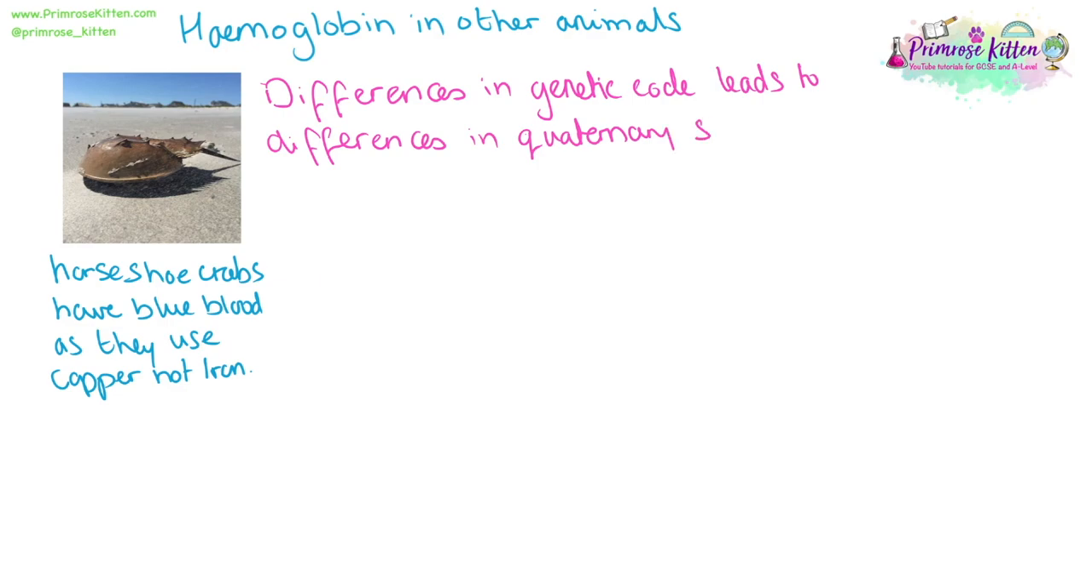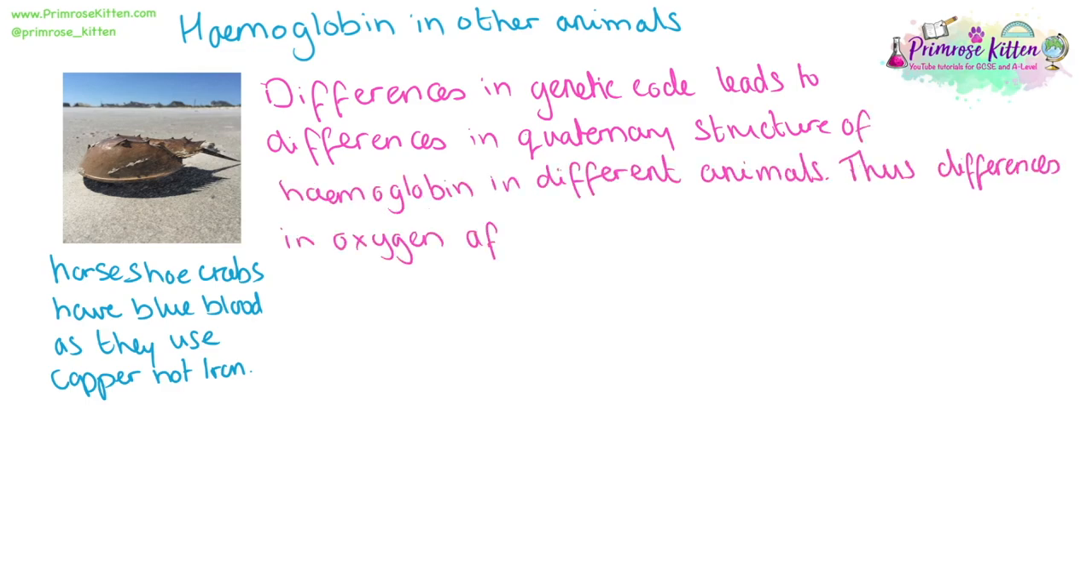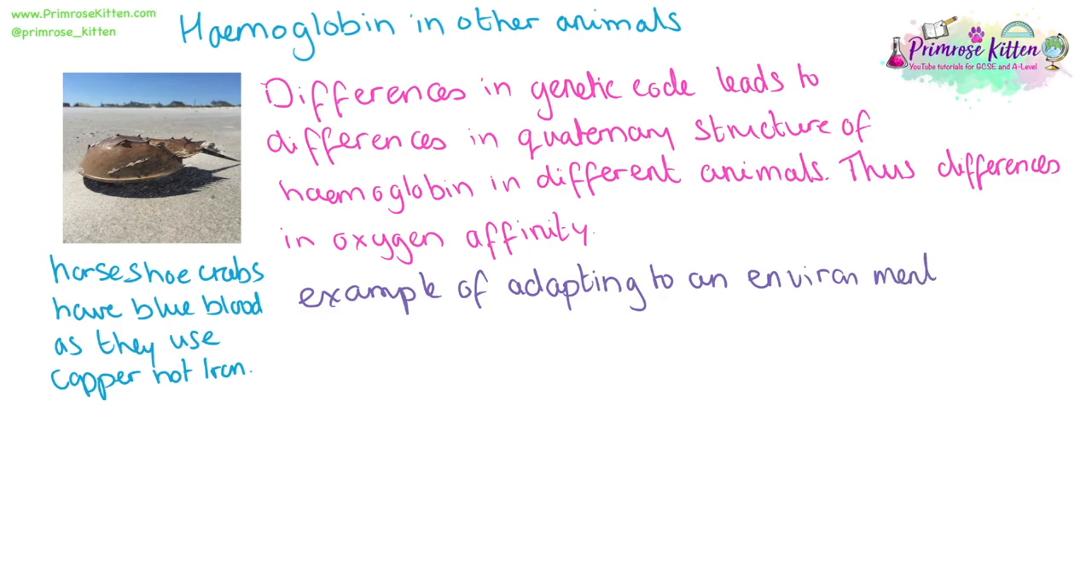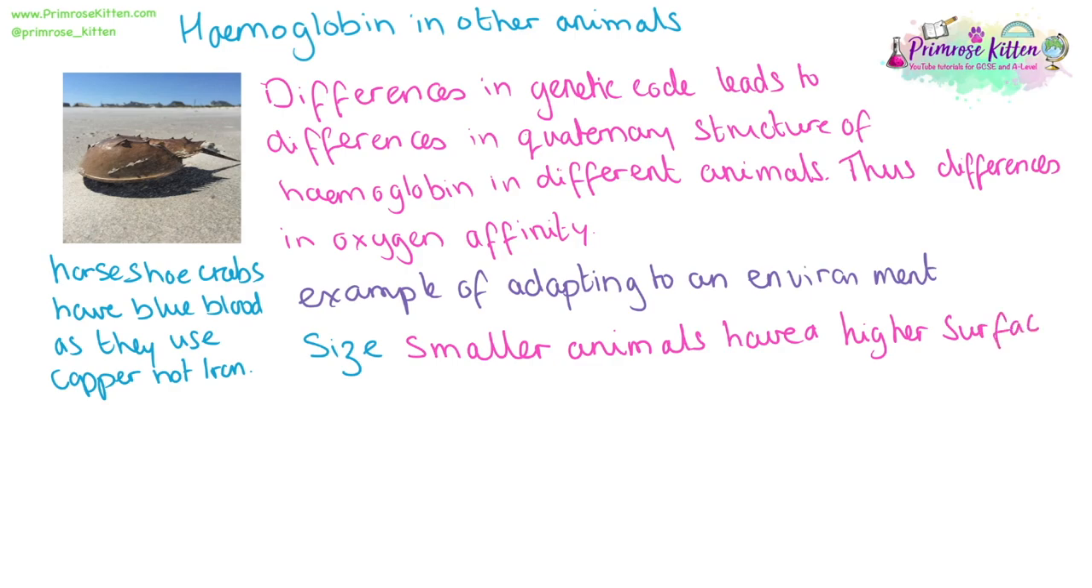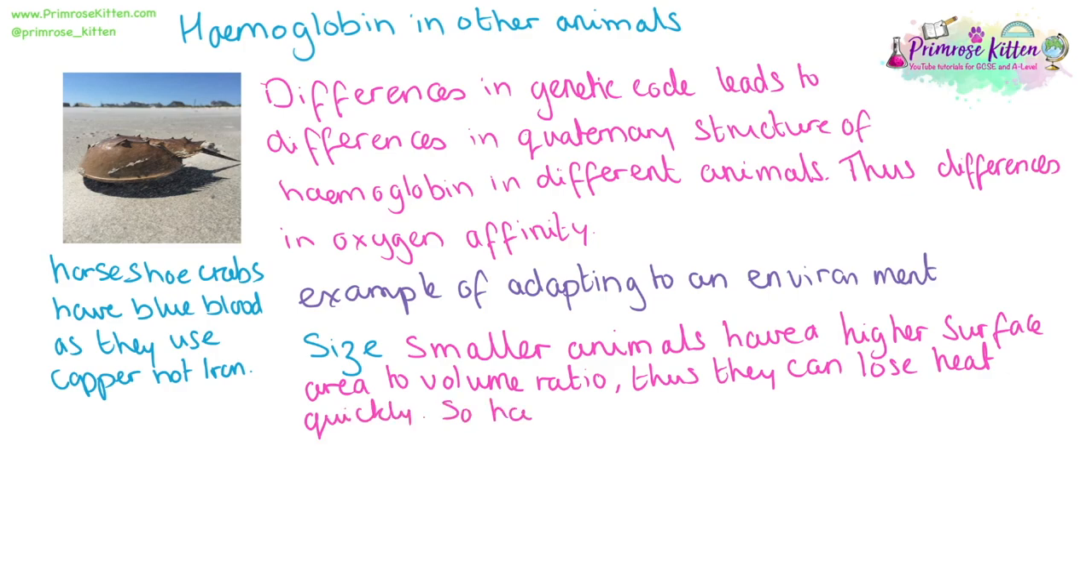So differences in genetic code can lead to differences in quaternary structure of hemoglobin. Thus, different animals will have differences in oxygen affinity. This is one example of adaptation to an environment. There can be variances based on size. Smaller animals will have a higher surface area to volume ratio. Thus, they lose heat quickly, so will have a high oxygen affinity.